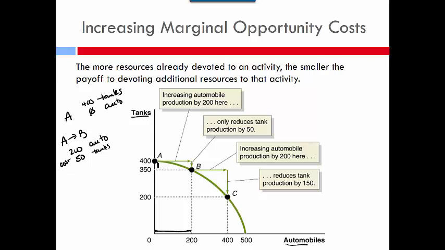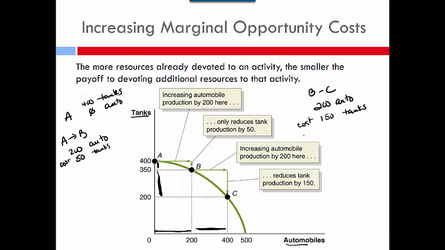So you would look at that and go, oh, well, I gain a lot, and I only had to give up a little bit. But if I move from point B to C, again, I gained 200 automobiles. But what did it cost me this time? When I went from B to C, right here, it cost me 150 tanks. So you got the same gain, 200 automobiles, but now it costs you 150 tanks instead of 50. That's what we mean by increasing opportunity cost, and that's often what we will see here.